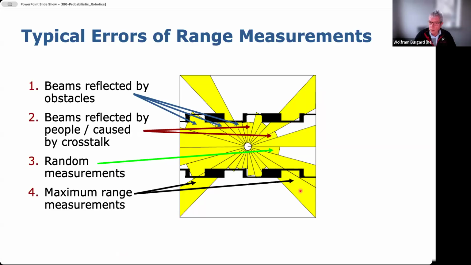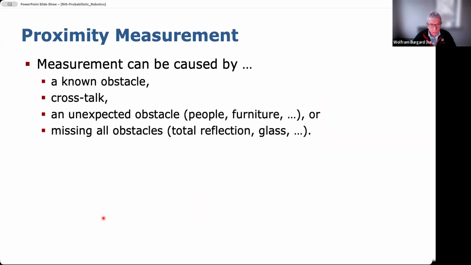emit a signal and wait until the echo comes back. And this is a limited period of time, and whenever this time expires, the time that the sensor waits, then this defines the maximum range that you can measure with the sensor, which is something that you typically get with ultrasounds and even LiDARs. So these measurements can basically be caused or reflected by known obstacles, crosstalk, unexpected obstacles, or just miss all obstacles.